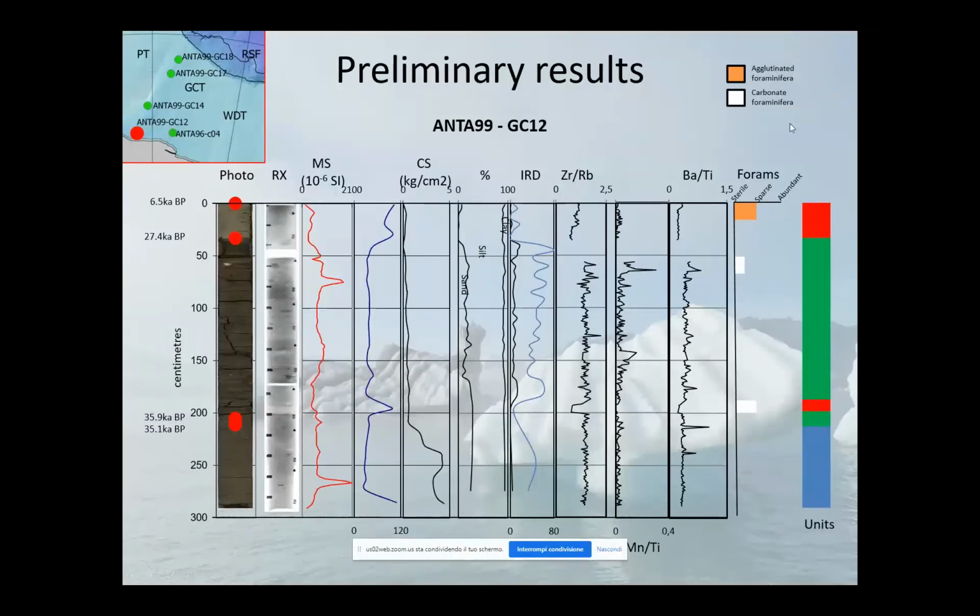This is the second core, and the second one collected close to the ice shelf. We have 4 dated intervals here, and the upper part is quite similar to the upper part of the core C04, but there is a change here between 119 centimeters and 200 centimeters. This level is characterized by high water content, almost zero ice rafted debris, and lower values of the elemental ratio.